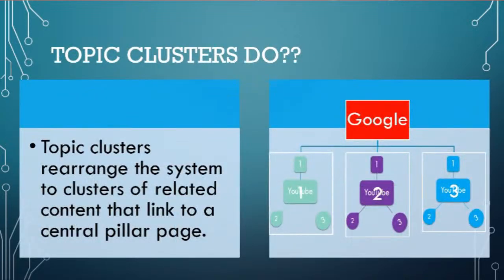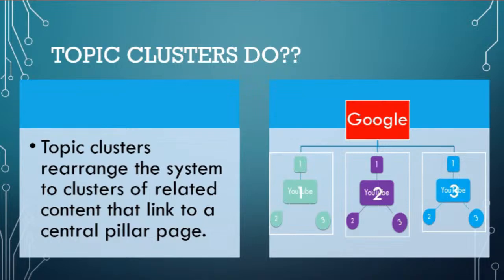Now, a topic cluster rearranges the system to cluster related content to link to a central pillar page. Now, here is my example. I have Google, and I have channel 1, 2, and 3 here. Now, each channel is a different person, and they have their own way of seeing something. But I'm searching for DIY home decor.